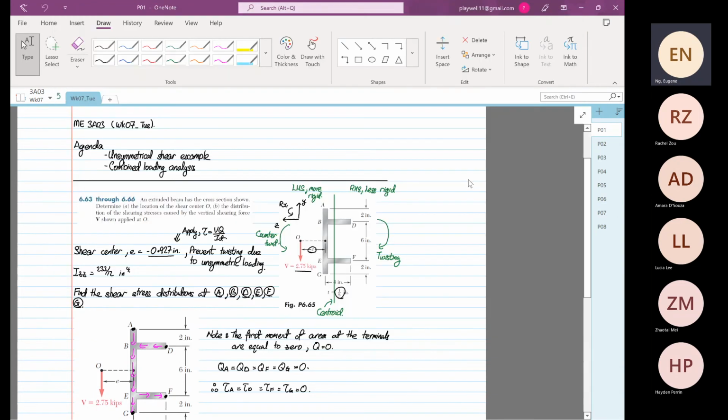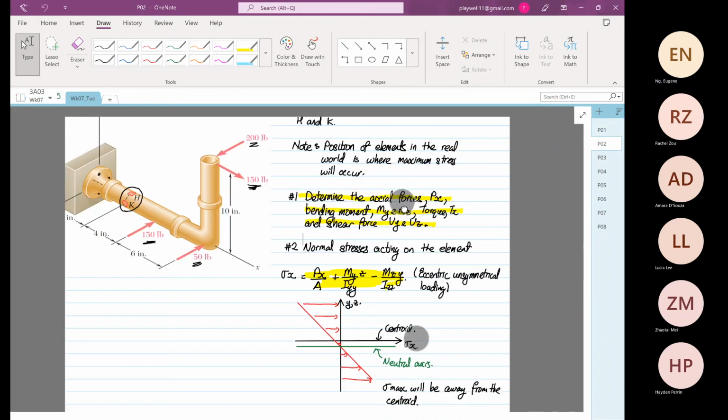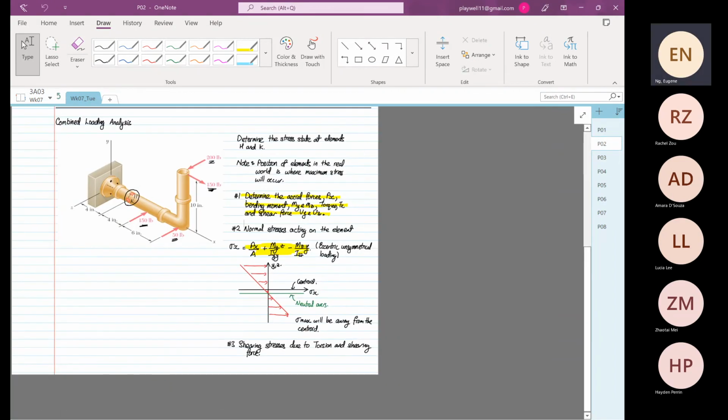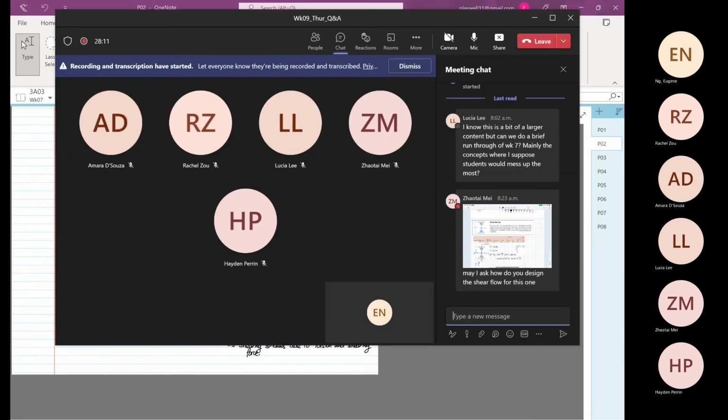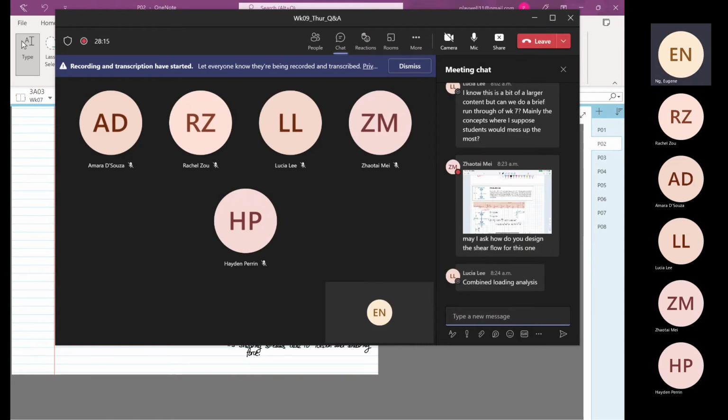Is it the one with the shear center, or is it the combined loading analysis? Which one is it? Combined loading. Okay. We'll do combined loading. Hold on. Okay, we'll do the combined loading.